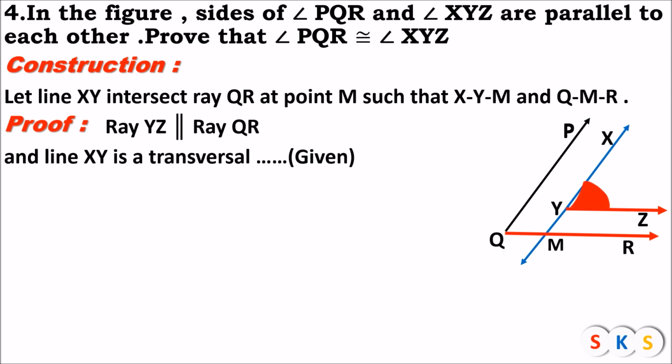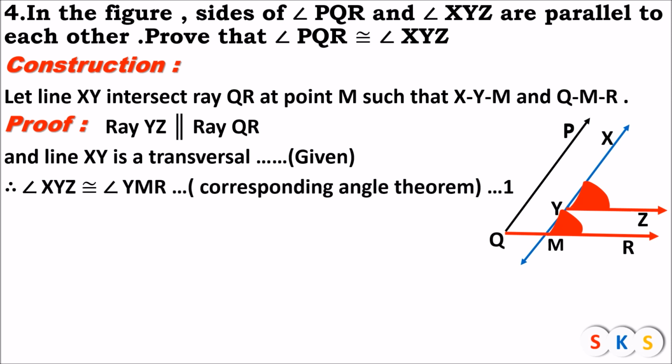Okay, look at this figure. Here angle XYZ and angle XMR are corresponding angles, right? And we know corresponding angles are congruent when the lines are parallel. Therefore, angle XYZ is congruent to angle YMR by the corresponding angle theorem. Consider this as equation number 1.